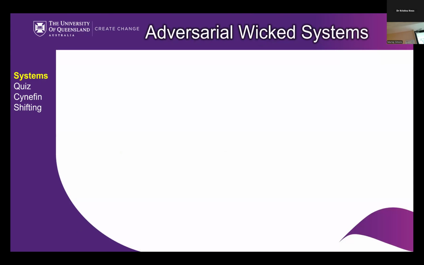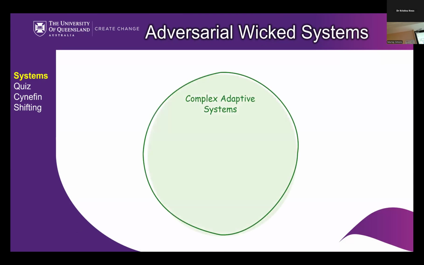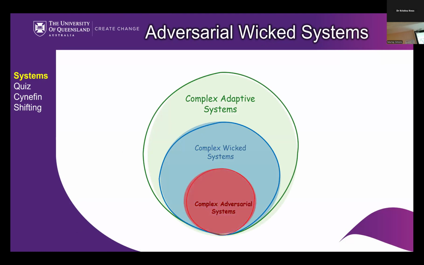It gets better. You thought wicked systems were bad. Here it goes more exciting. What we have is complex adaptive systems, which is what we would refer to as a complicated problem under the previous definition, because it just means things are constantly changing. Within those, we have complex wicked systems, which is where we are influencing it. And then there's this other layer inside, which is called a complex adversarial system. And this is where the system is actively trying to destroy you or degrade your ability.